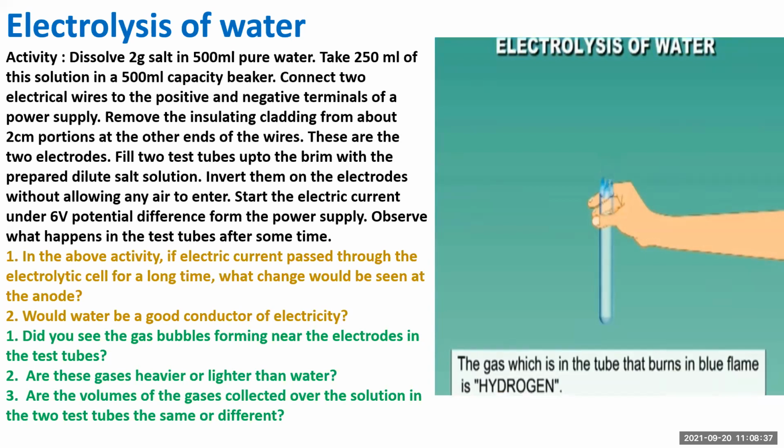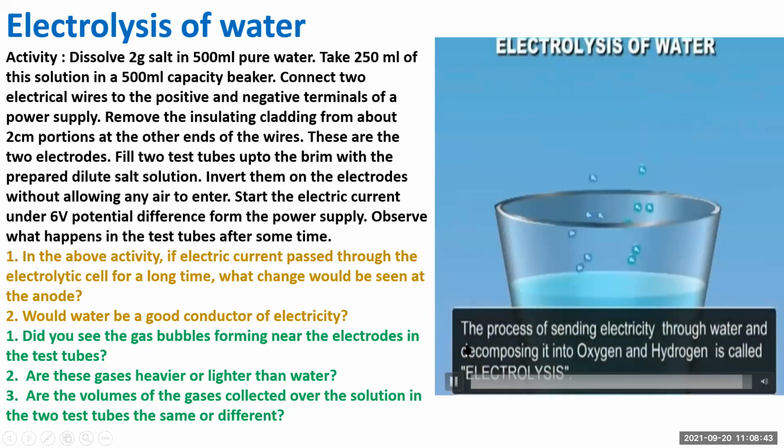So electrolysis is the process of sending electricity through water and decomposing it into oxygen and hydrogen. It is called water electrolysis. So here we understood the concept of electrolysis of water. Okay, now let us read.